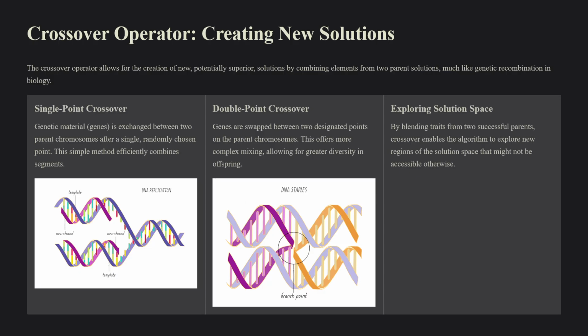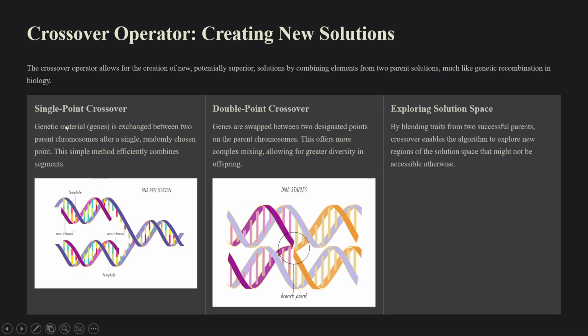Now, in the next slide, I'll be explaining the crossover operator. The crossover operator creates new offspring by combining information from two parent solutions, similar to biological reproduction. The purpose of this operator is to explore new combinations of traits, hoping that mixing good parents gives better children. There are two types of crossover: single point crossover and double point crossover.